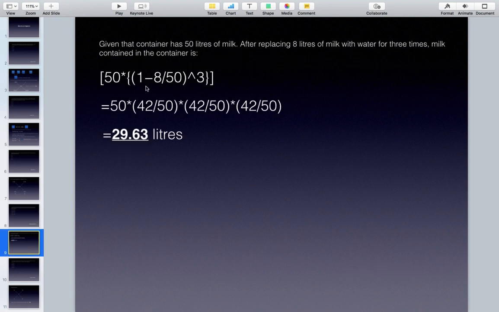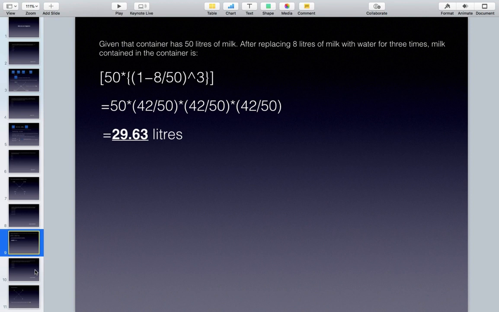So 50 times (1 minus 8 by 50) whole cube. That is 50 times 42 by 50 times 42 by 50 times 42 by 50, and calculating this we get 29.63 liters. And I don't know if there is any other easier way of solving this. If you guys know, please just let me know.